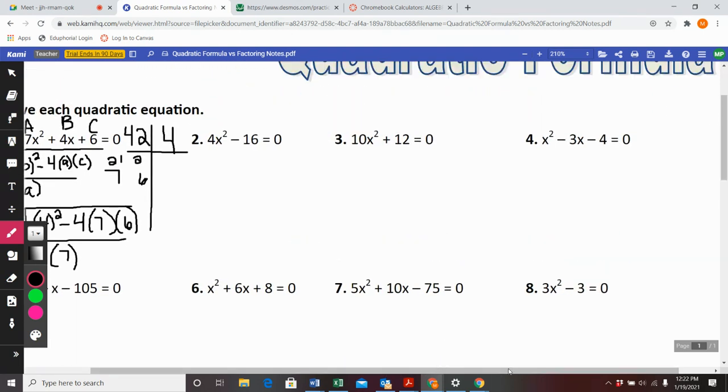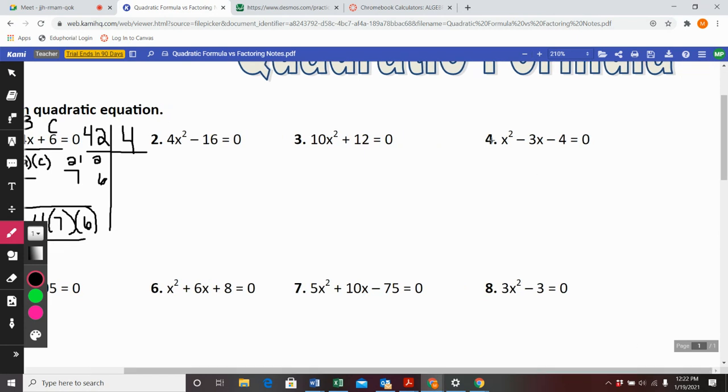So let's do number 4. Is there a greatest common factor of 1, 3, and 4? No. Okay? They're not all even. If there's a 1 right here, it's not going to have a GCF. The only time it's going to have a GCF is if there's a number in front, then I would be looking for a greatest common factor. But in this case, there's not one, so I'm going to label A, B, and C. And now I'm going to draw my T-chart.